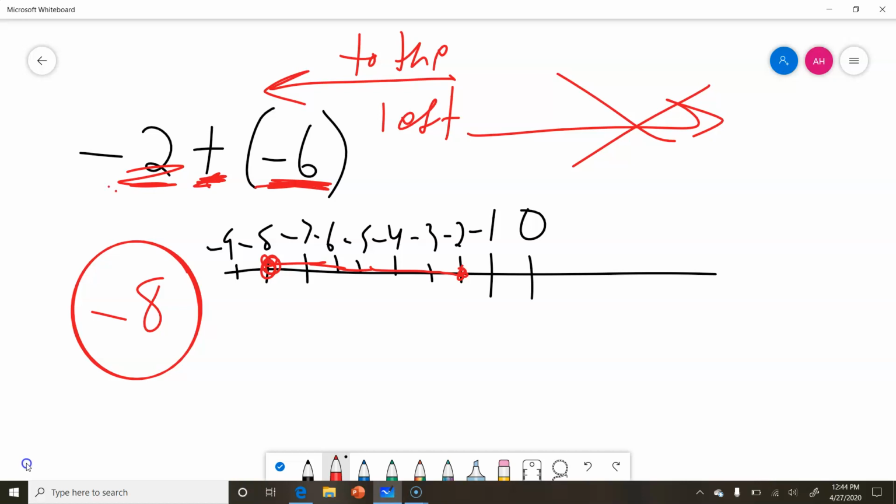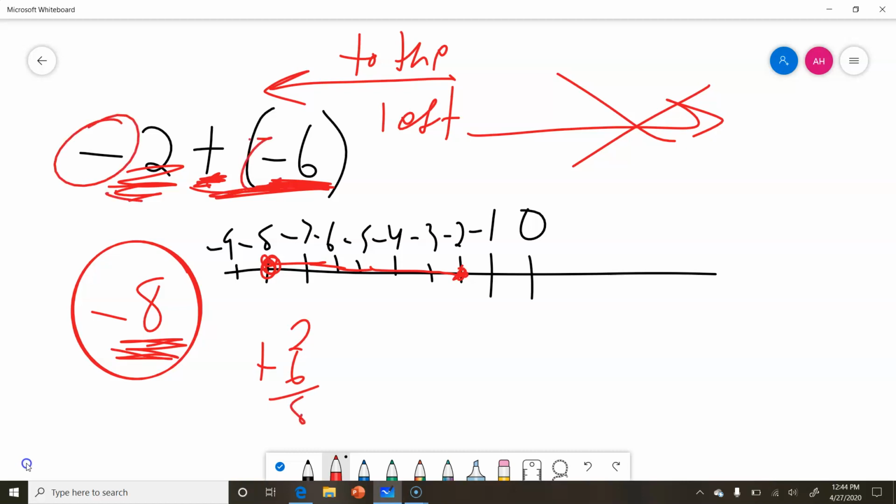So if I have negative 2, already started in the negatives, and I go negative 6 in addition to my negative 2, I actually added those numbers, right? 2 plus 6 is 8. But in this case, they're both negative signs. And so I end with a total of negative 8.